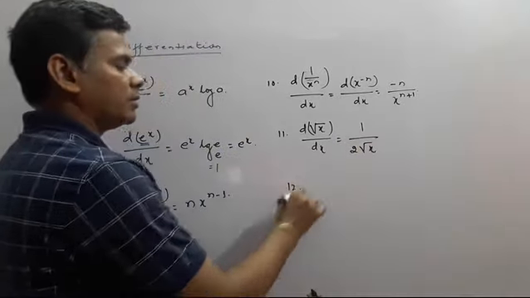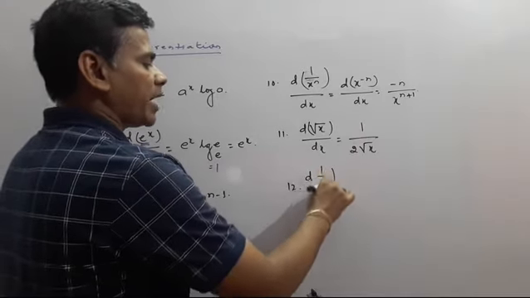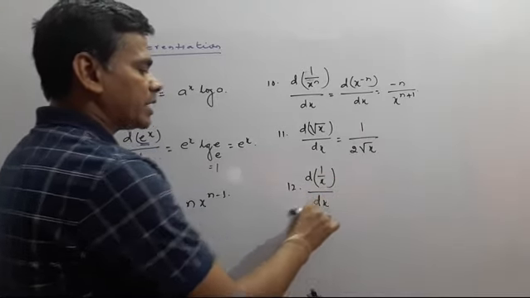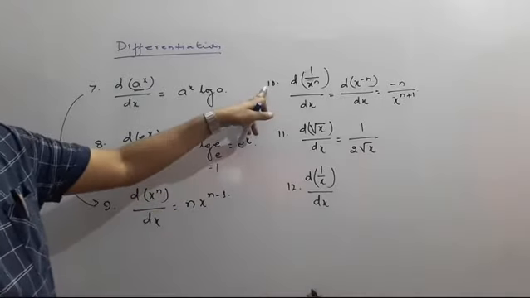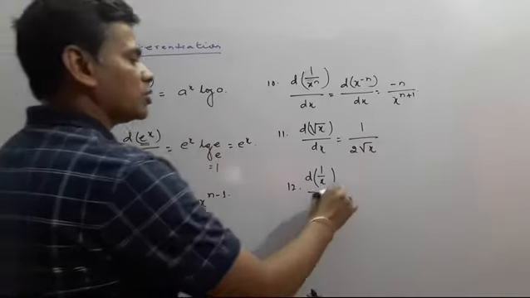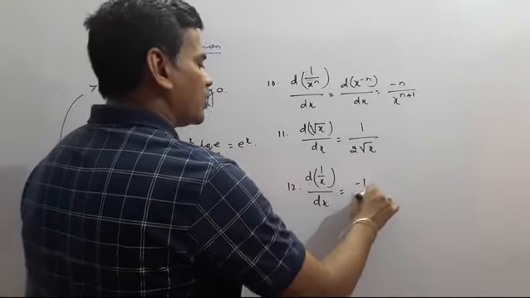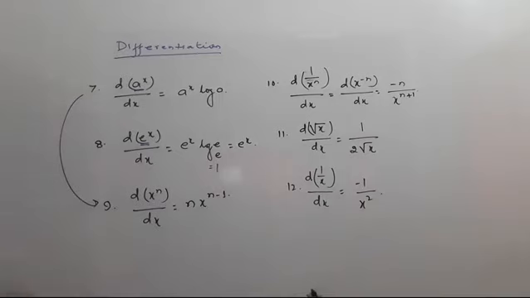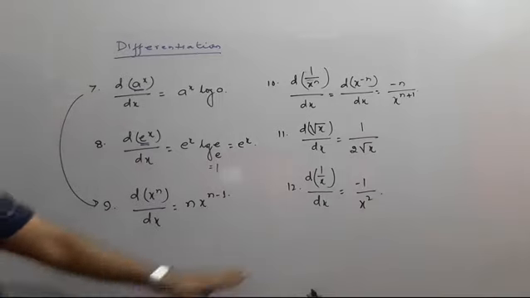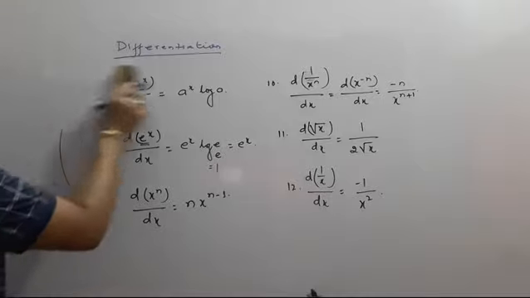Number 12, the differentiation of 1 by x. The result of the 12th can be obtained by using the 10th formula. So for this you will have to write minus 1 by x squared. You are looking here at the next 6 formulas I wrote. This is very important. You will have to understand this. The next formula is here.